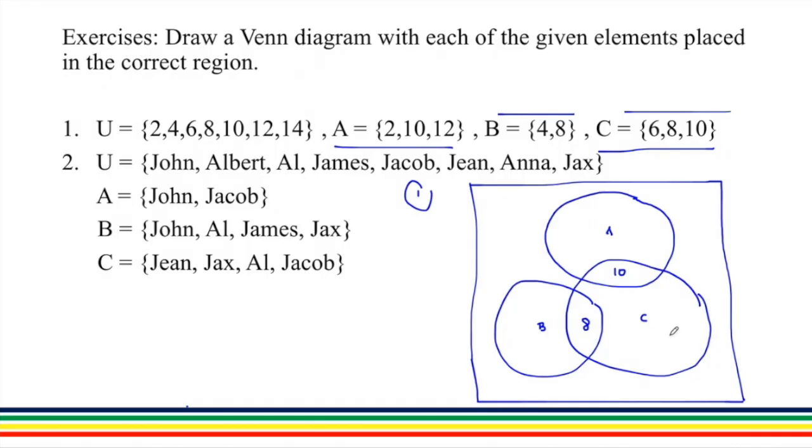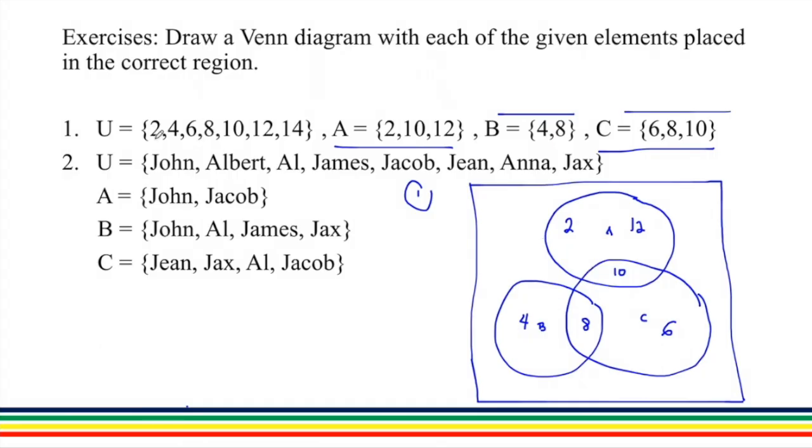Then what's left in C is 6, so 6 should be in C. How about A? We have 2 and 12, so 2 should be here, and also 12. B has a remaining member of 4 because 8 is the intersection of B and C. So that's where the numbers will go.